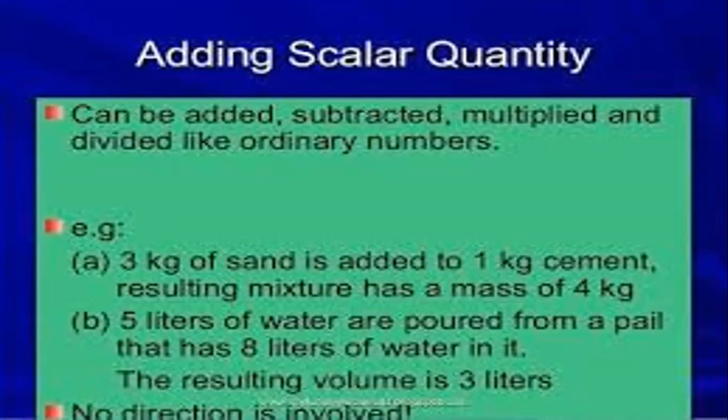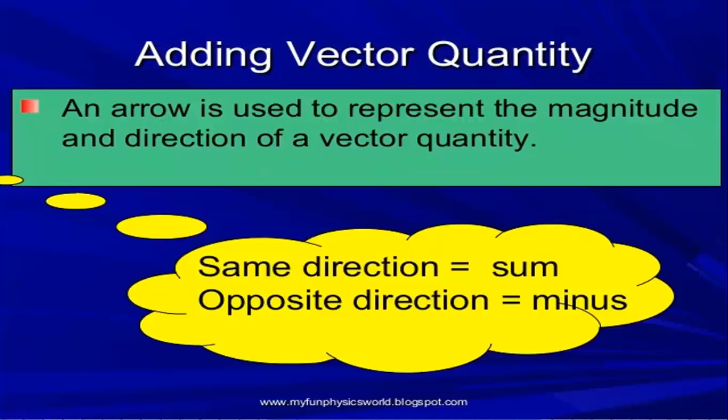So no direction is involved in adding your scalar quantities. Now for your vector quantities, that has everything to do with direction. An arrow is used to represent the magnitude and direction of a vector quantity. The same direction means you add, and opposite direction means you subtract. So if both vector quantities are going in the same direction, you add. And if they're going in opposite directions, we have to subtract.